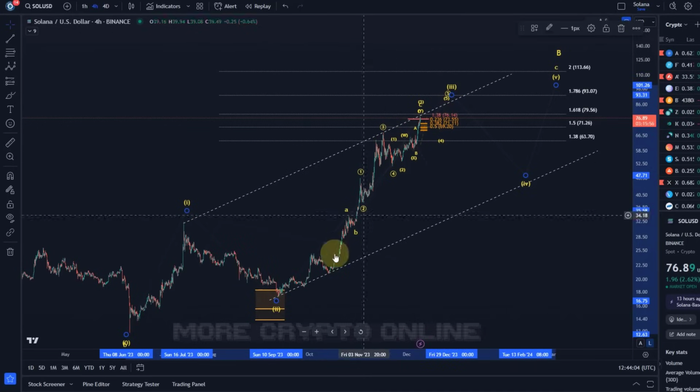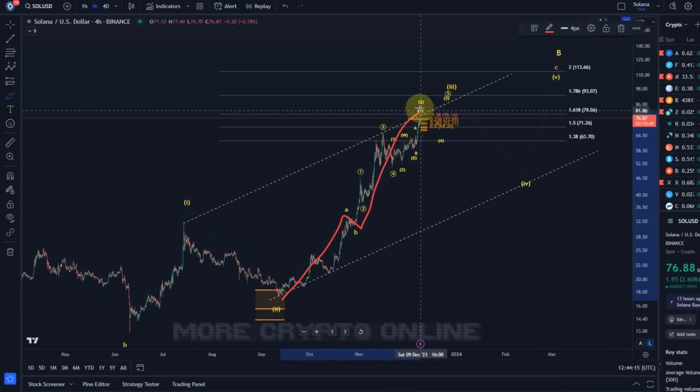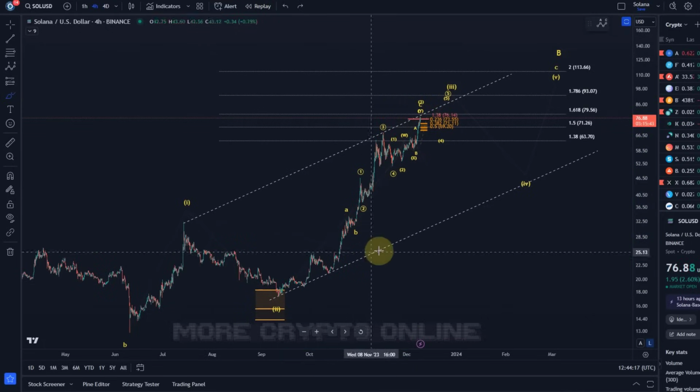Obviously, as we're dealing with the diagonal, it has to be an ABC structure, and we have our A wave here, a shallow B. There are different ways of counting this, but that looks best to me. And then a very long C wave. Well, it's not very long actually. If you compare the length of the wave A, the wave C is still absolutely reasonable. And yeah, it seems like we are now in this third wave.